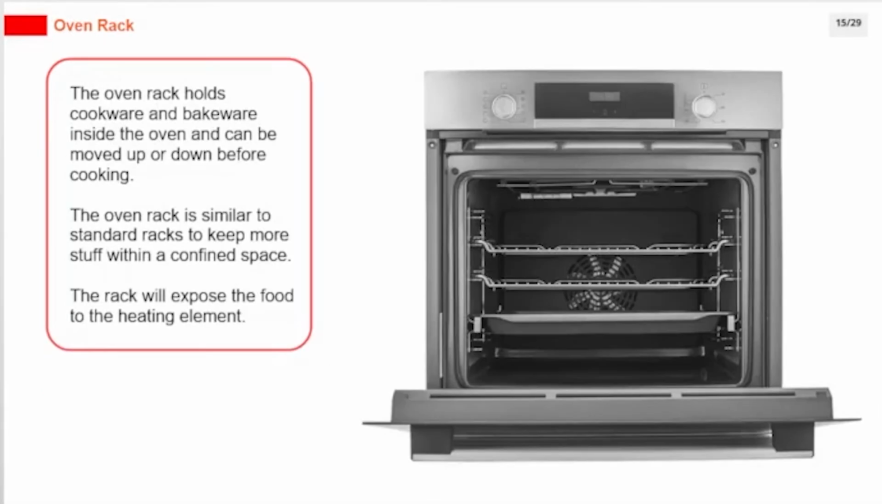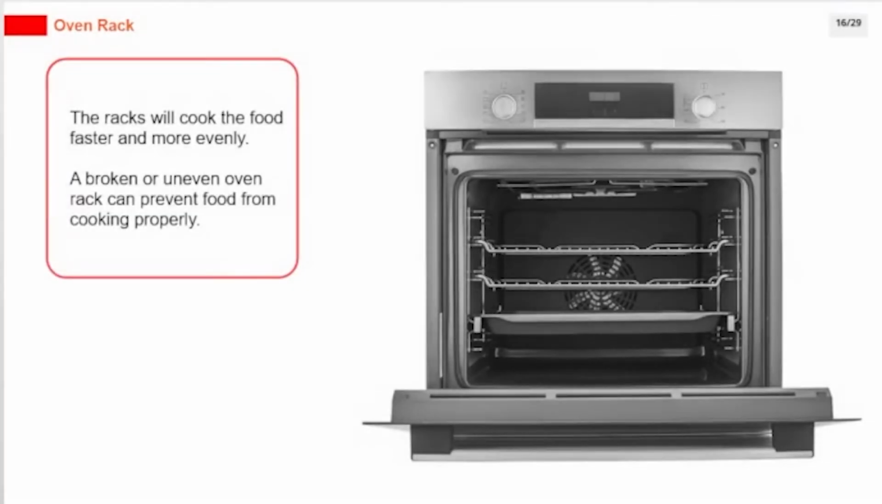The oven rack holds cookware and bakeware inside the oven and can be moved up or down before cooking. The oven rack is similar to standard racks to keep more stuff within a confined space. The rack will expose the food to the heating element. The racks will cook the food faster and more evenly. A broken or uneven oven rack can prevent food from cooking properly.